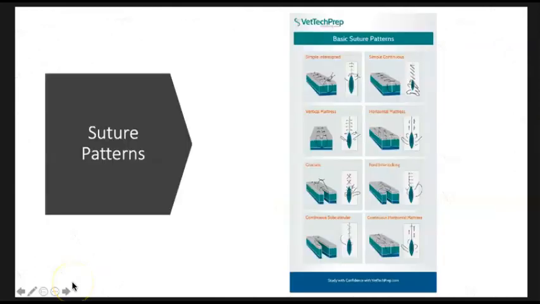There are common suture patterns used across the medical profession as well as the veterinary profession. Focus on identifying two suture patterns, the simple interrupted and the simple continuous. There's also a vertical mattress, horizontal mattress, cruciate suture, the Ford interlocking, cutaneous subcuticular, and the continuous horizontal mattress.